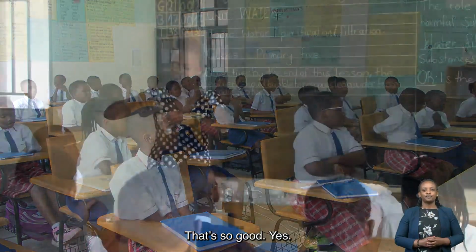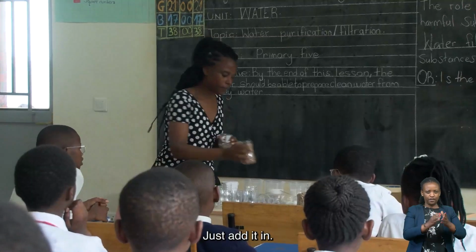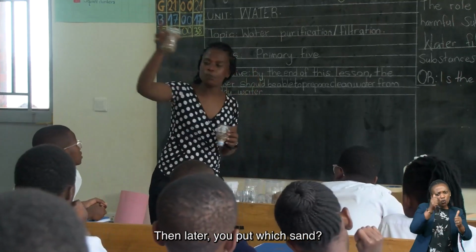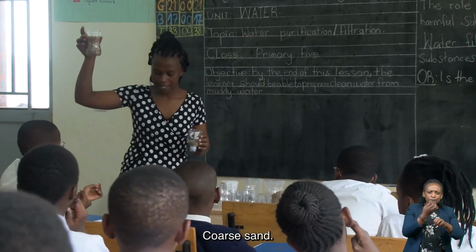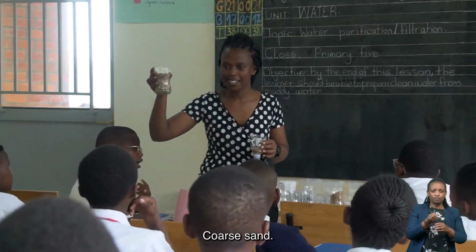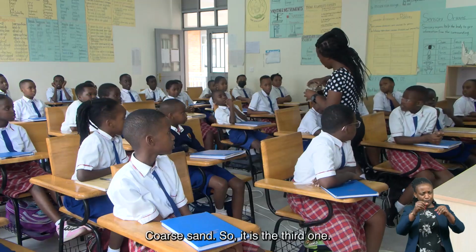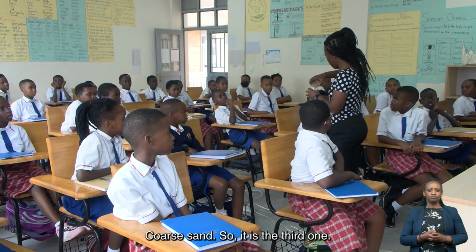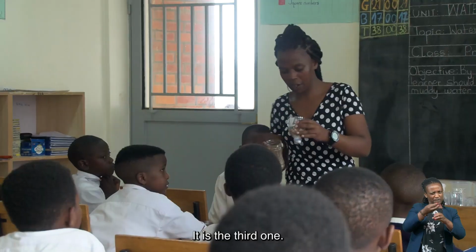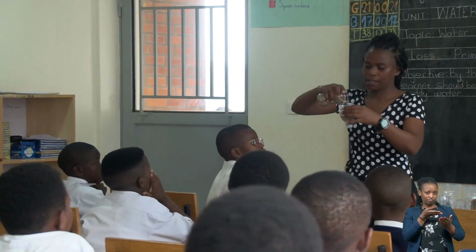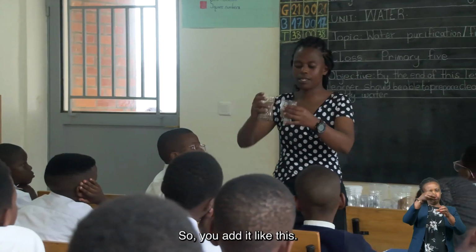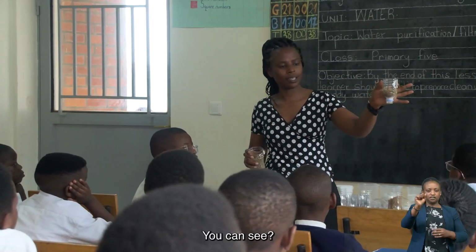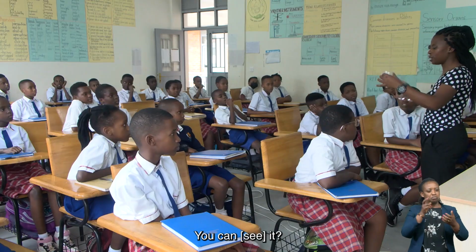That's so good. Yes. Just add it in. Then later, you put which sand? Coarse sand. Which sand is this? Coarse sand. So it is the third one. Okay. So you add it like this. You can see. You can watch it.